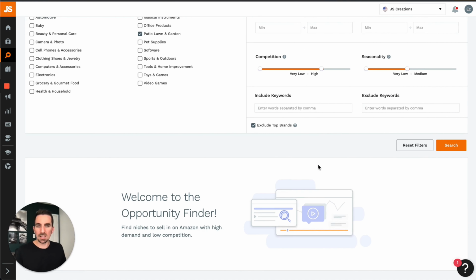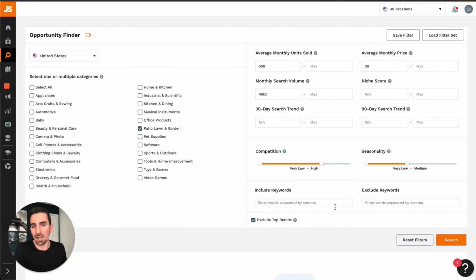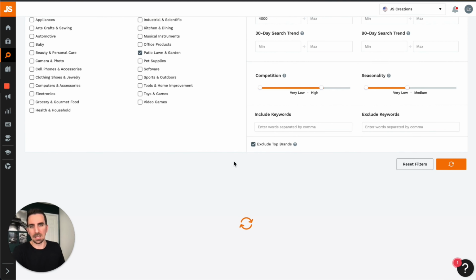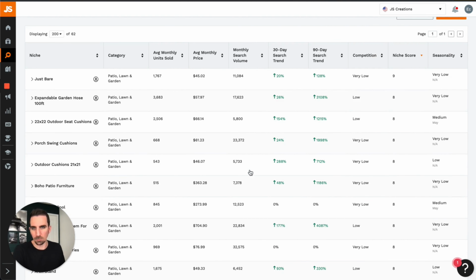I won't include any specific keywords or exclude any keywords, but again, if you had some ideas for what you were looking for, you could certainly put those in there. And then I do usually leave the exclude top brands box checked just because it does help exclude some of those really big names that we don't even want to try to compete with.